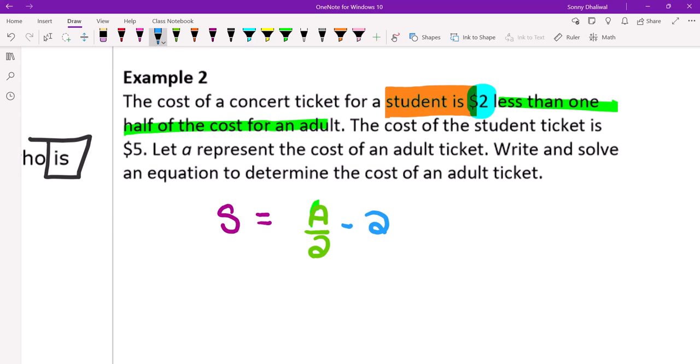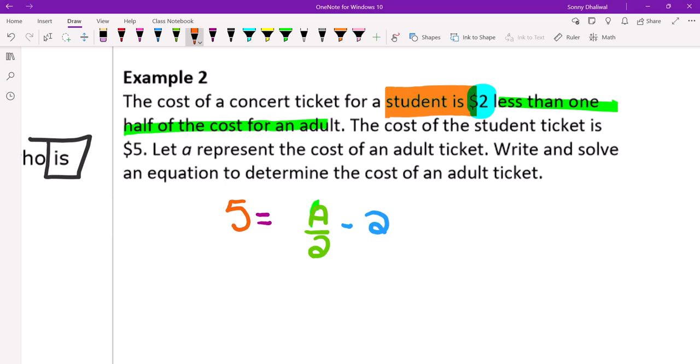And then it says the cost of a student ticket is $5. So we don't need a letter there for student. We can get rid of this and put a 5 in, because that's how much a student ticket costs. Okay? So now we solve. The question is, how much is an adult ticket?